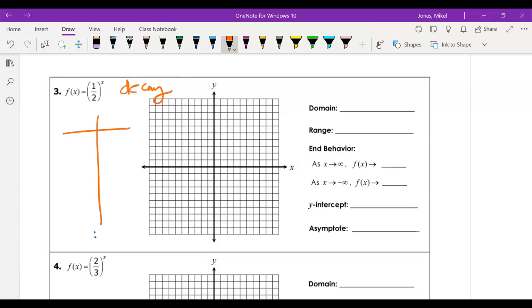So same idea as before. I'm just going to plug in 2 points. If I plug in 0, any number to the 0th power is going to be 1. When I plug in a 1 for the exponent, what's 1/2 to the 1? 1/2. Okay, and then I will have a horizontal asymptote of y equals 0 again.